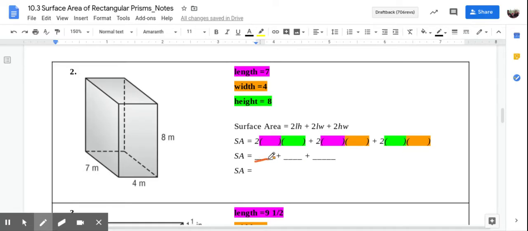Okay, you should have those three answers that you just gave me. If you messed up, make sure you use the correct answer. Tell me, what is the surface area of number 2?